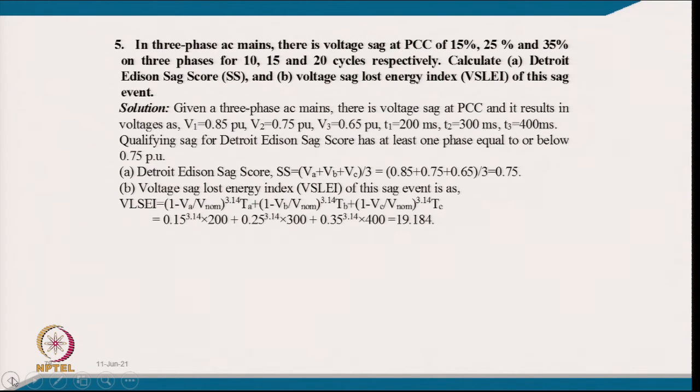like VSLEI by using this relation: (1 minus VA upon V norm) to the power 3.14 into TA, plus (1 minus VB upon V norm) to the power 3.14 into TB, and similarly (1 minus VC upon V norm) to the power 3.14 into TC. So, if you put the values, it comes to 19.184 as the voltage sag lost energy index, VSLEI. This is just to introduce these terms.